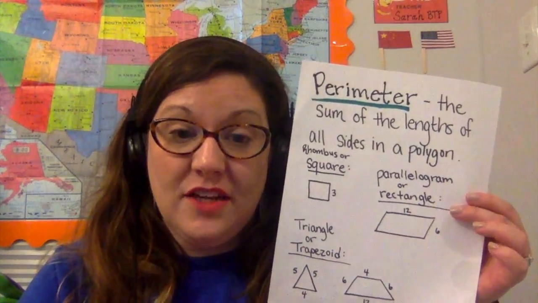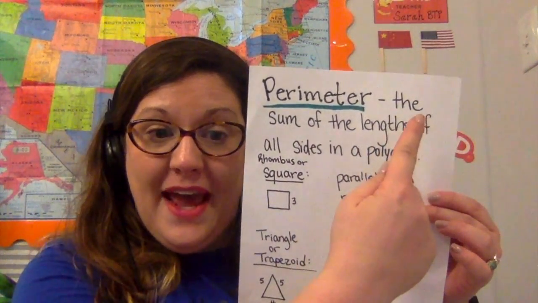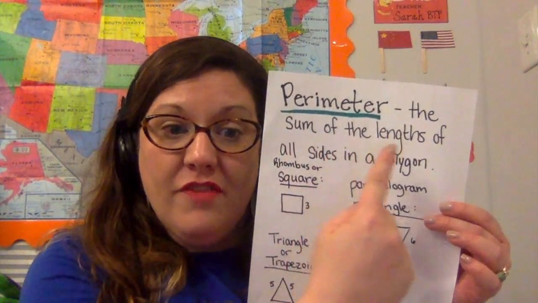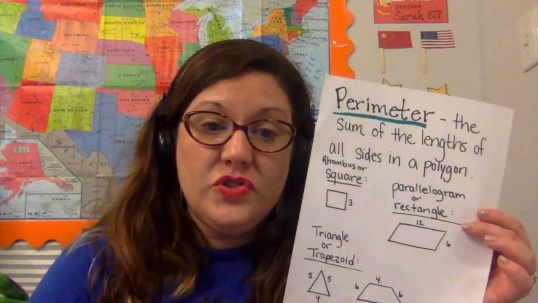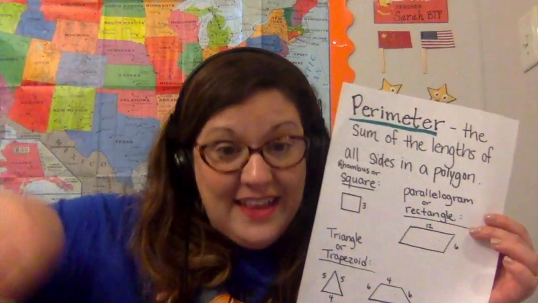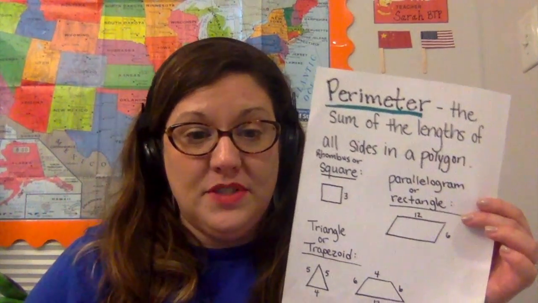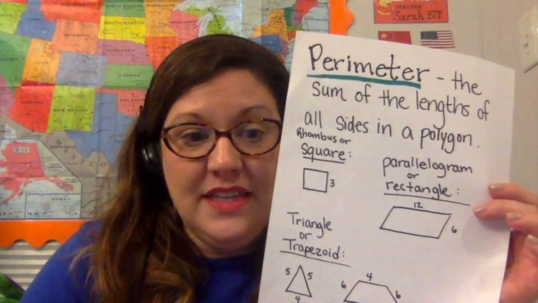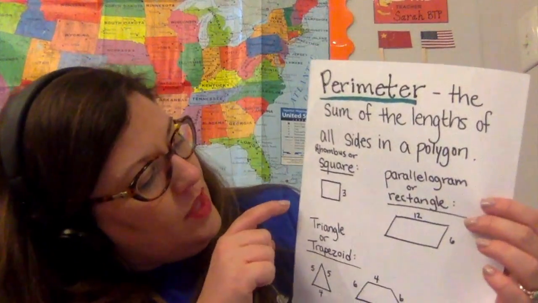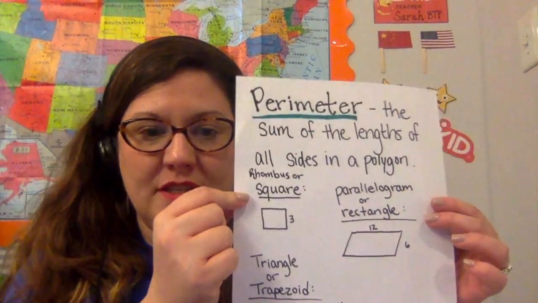Well, in this particular lesson, with the perimeter, we're being asked to find the sum of the lengths of the sides of a polygon. So perimeter is just finding the distance around an object. So we're looking specifically at different polygons in today's lesson. Let's talk about the different polygons that we may see.